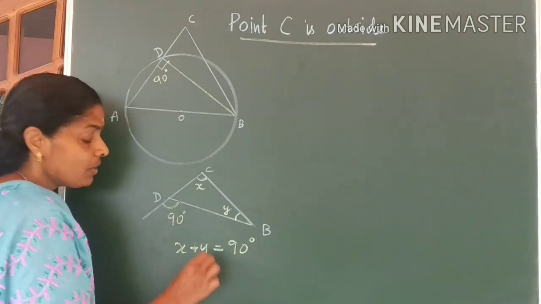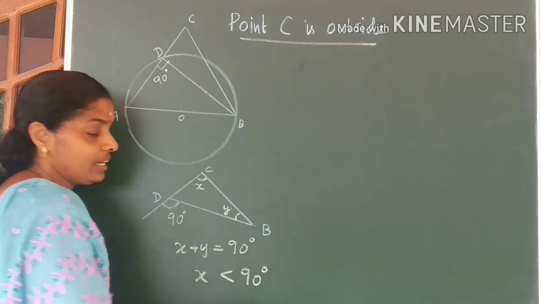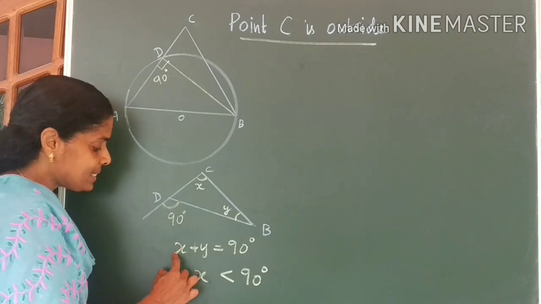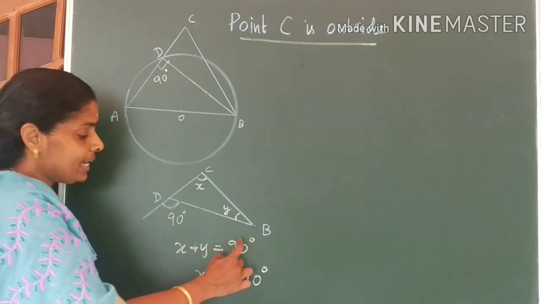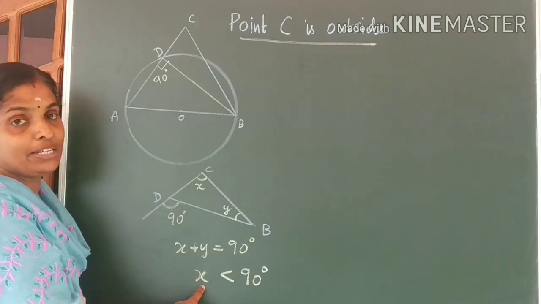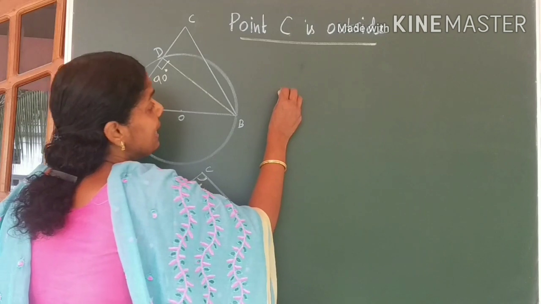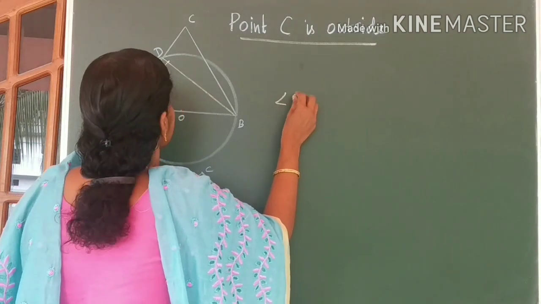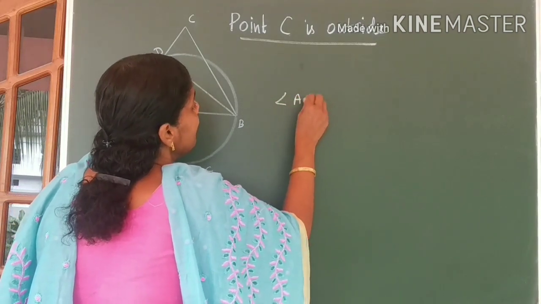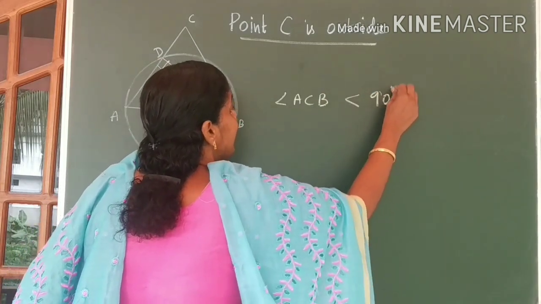Angle x will be always less than 90 degree. It is because the sum of x and y is 90 degree. So if you take x alone, what did you understand? The angle x will be always less than 90 degree. So I can write angle ACB is less than 90 degree.